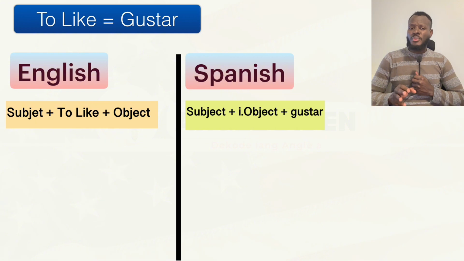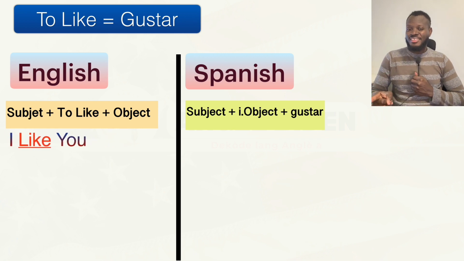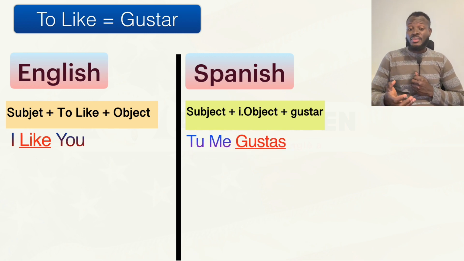I'm going to come up with a few examples so you can understand that. With the verb gustar, the person talking, the subject in English, is going to be the object in Spanish. That's why it's a bit tricky. Be careful. Let's say, "I like you" is going to be "tú me gustas." I was subject in English, meanwhile "I" in Spanish is going to be object. You was object in English and "you" is going to be subject in Spanish. So be careful. It's "tú me gustas."